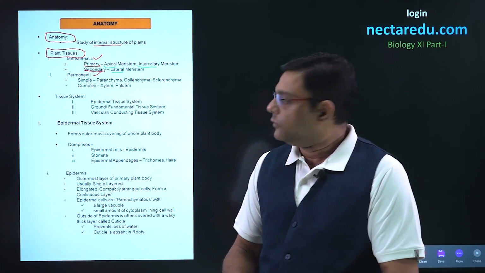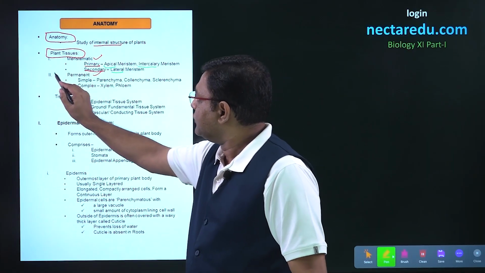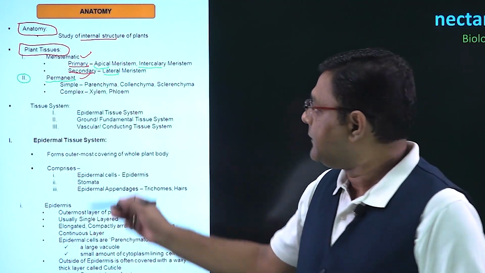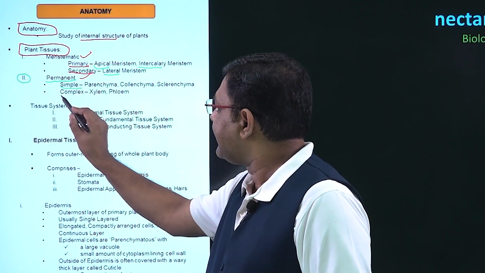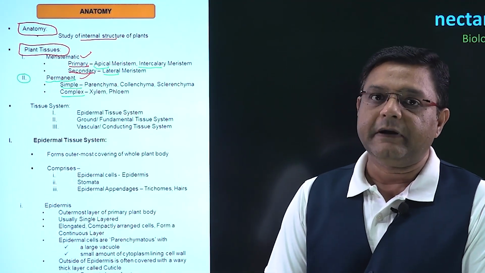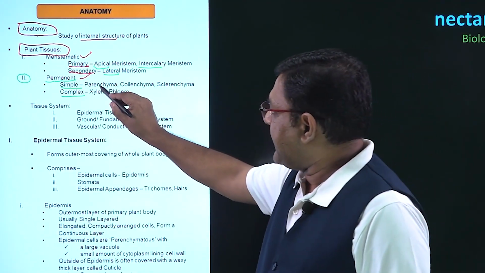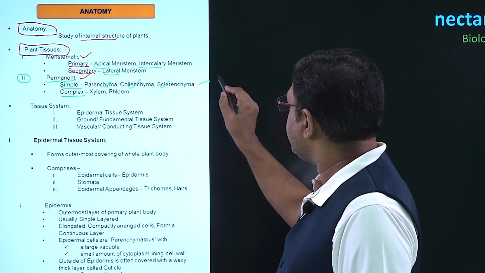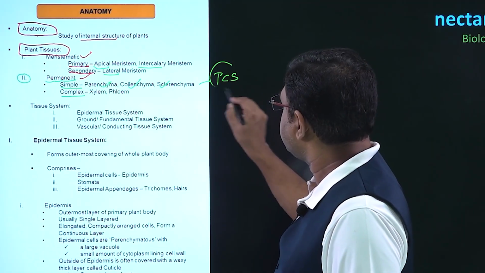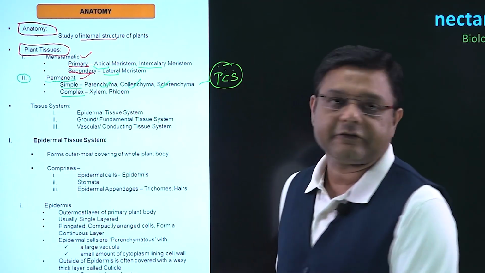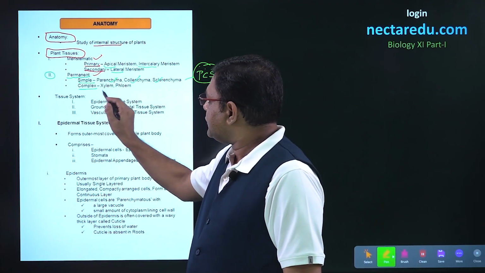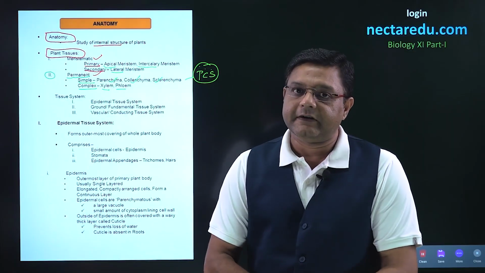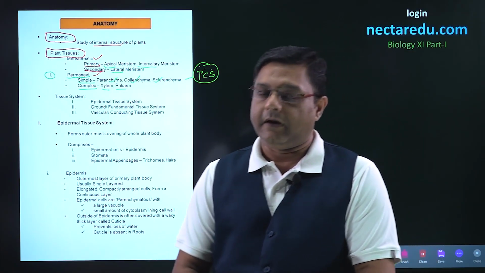After meristematic tissues, we come to the second plant tissues that are called permanent tissues. These are of two types. The first is simple and the second is complex. Simple tissues can be of three types: parenchyma, collenchyma, sclerenchyma. We can remember it by a short form, that is PCS. So, parenchyma, collenchyma and sclerenchyma. Complex tissues are of two types, xylem and phloem. So, these are different types of plant tissues which are present in plants.